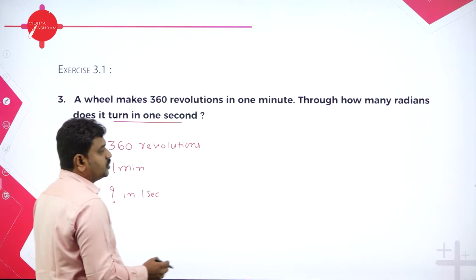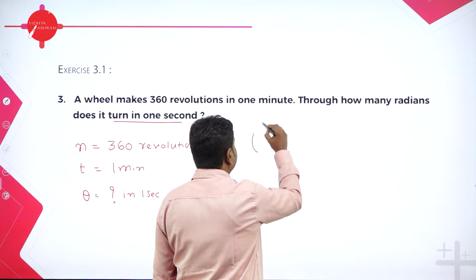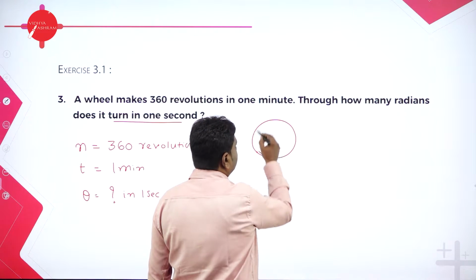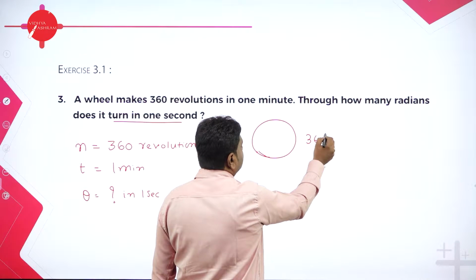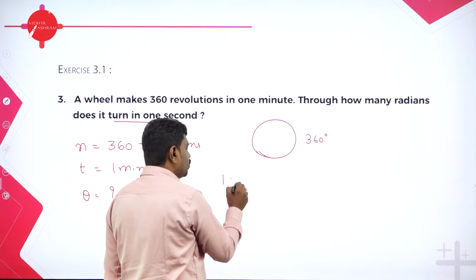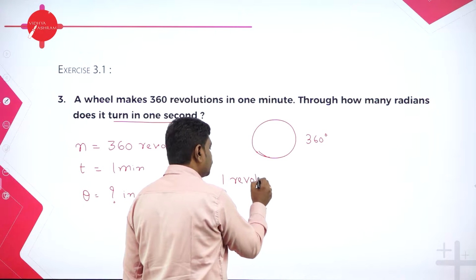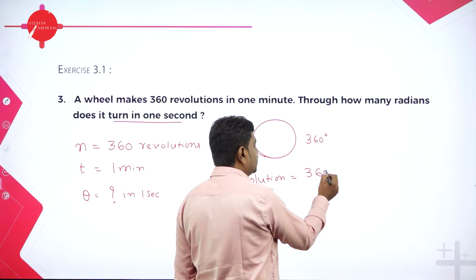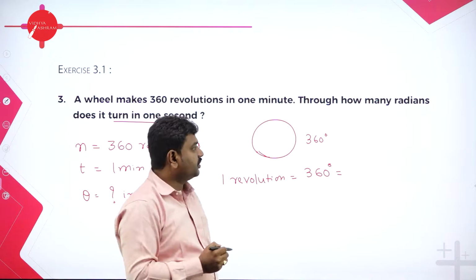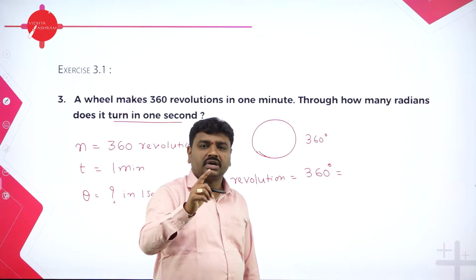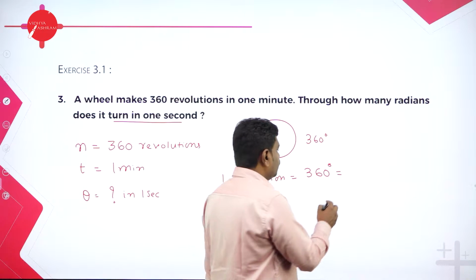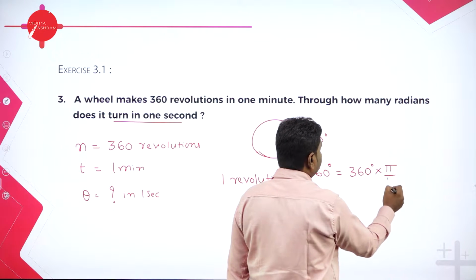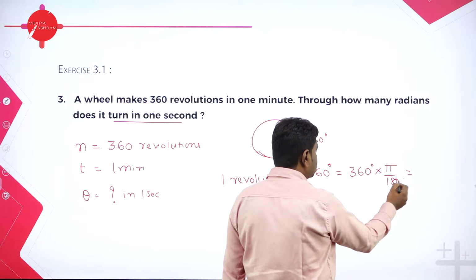See, first you should know one complete revolution means it will cover total degree. Total degree is what? 360 degree. So first, what is the basic? One revolution is equal to 360 degrees. You know, SI unit of, see, they want in radians. How to convert degree to radian? So 360 degree to radian means pi by 180. Pi by 180 if you multiply, 180 ones are, 180 twos are.